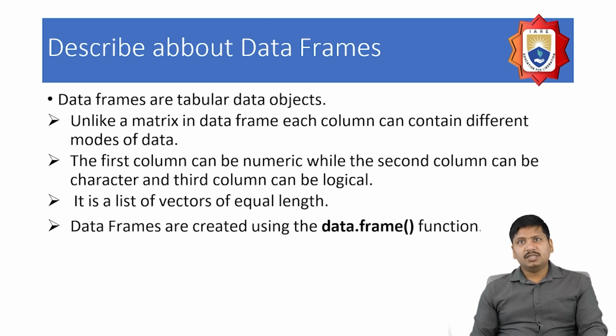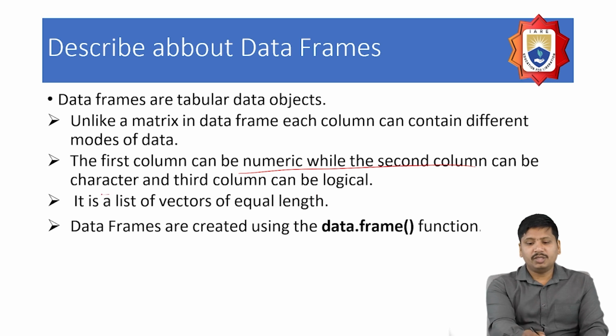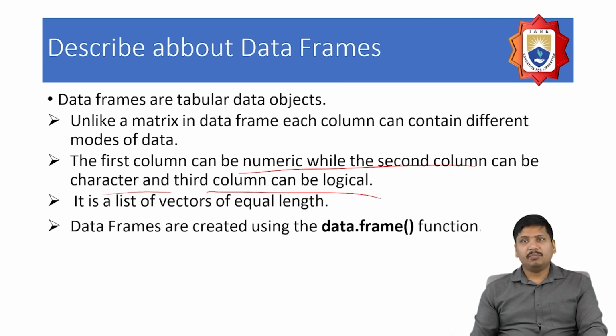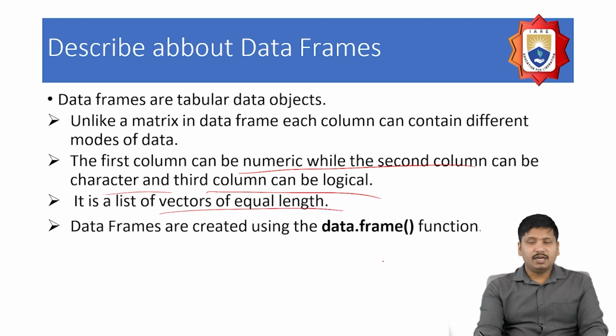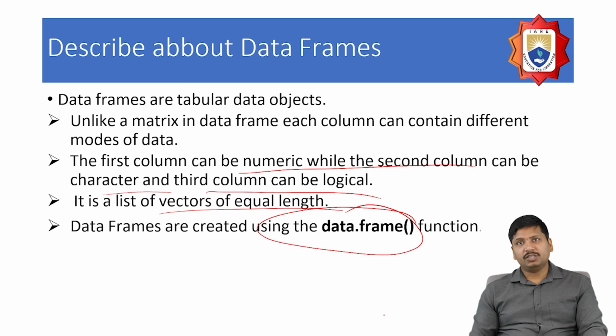And the next one describes the data frame. Here the tabular data is shown. Unlike the matrix, in a data frame each column is able to contain different modes of data. The first column can be numeric, while the second column can be character, and the third column can be logical. So it is a list of vectors of equal length, and data frames can be created by making use of the data.frame function.